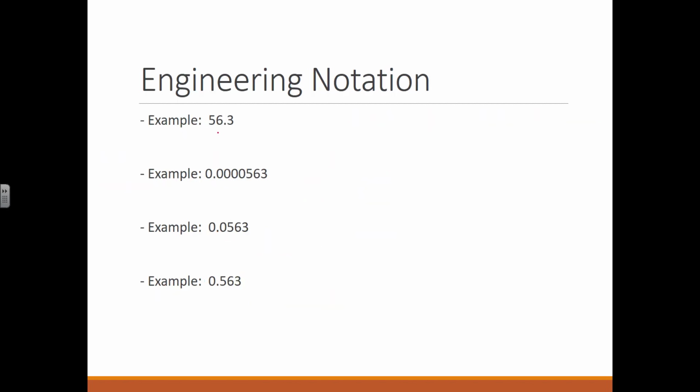Okay, how about this one? 56.3 is already between 1 and 1,000, so I'm going to just add in the times 10 to the 0. Okay, how about these ones?